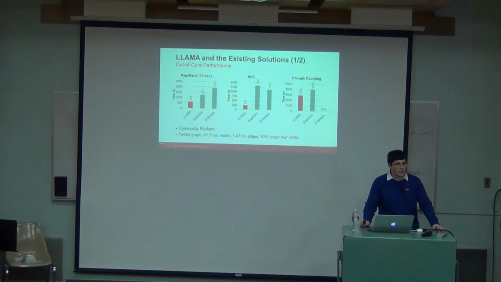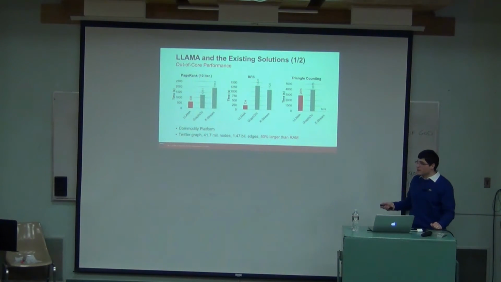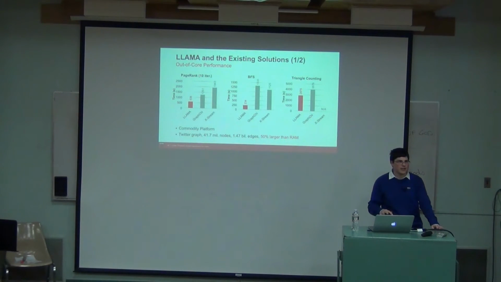This is on the commodity platform, on which the Twitter graph is 50% larger than the memory. And Llama performs significantly better than all of the competing systems, primarily because the percentage of useful work in Llama is around 98%.